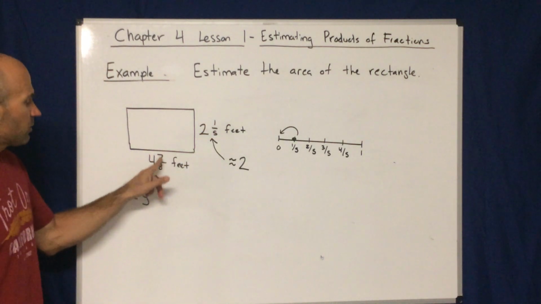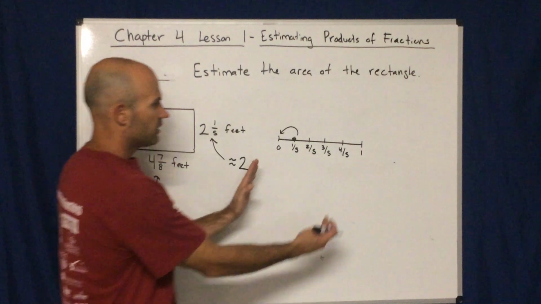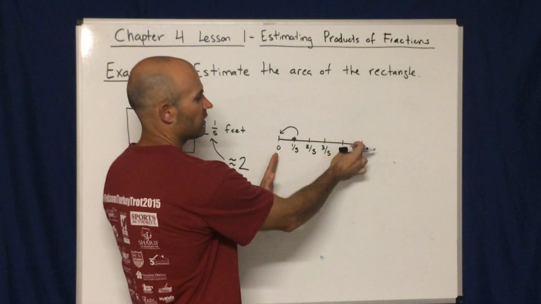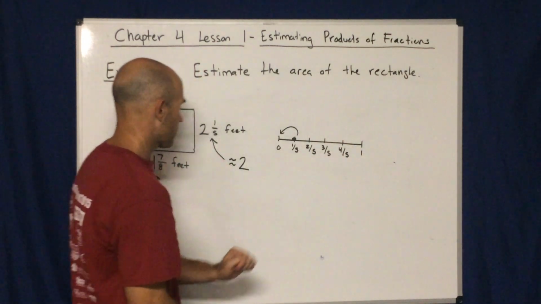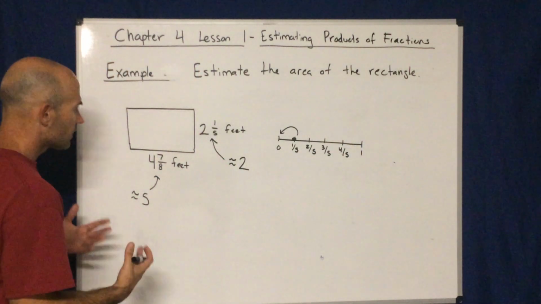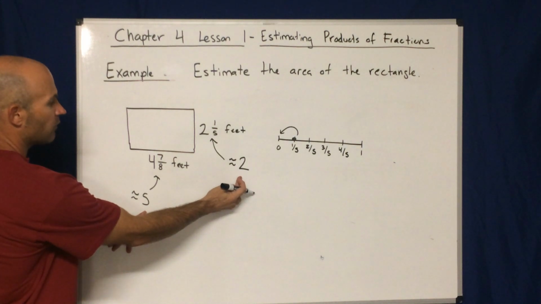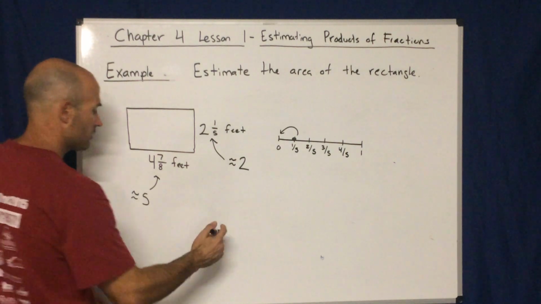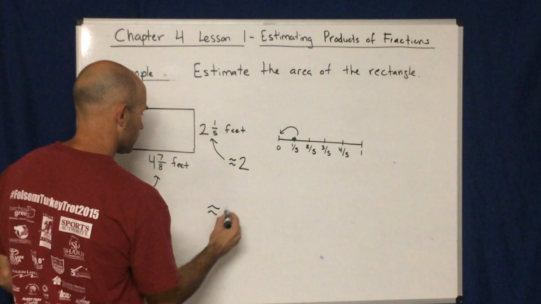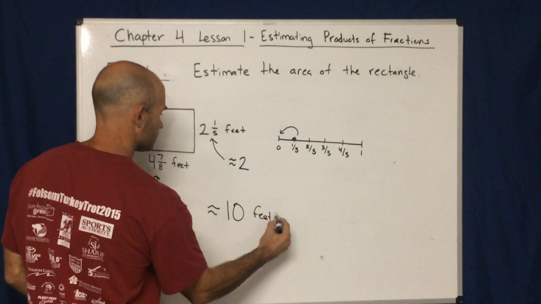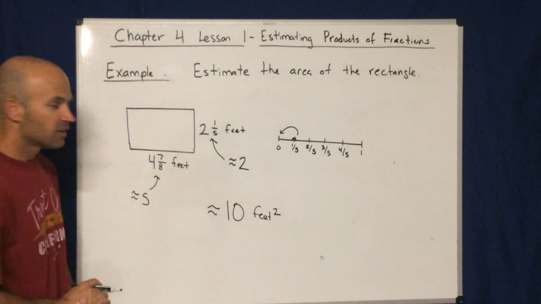And if I were to draw a similar picture for 7 over 8, you'd have the same 0 to 1, but with 8 tick marks, and the 7 over 8 living somewhere over here. So with these two estimates, I'm getting that the area of this rectangle is roughly 10, from the 5 times the 2. So our estimate is roughly 10 feet squared. All right, good.